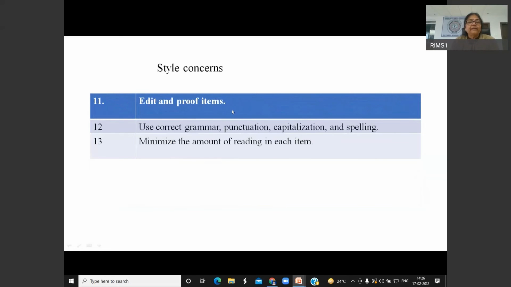Then edit and proof items. After writing an MCQ, we should edit it and do the proofing so that it is correct. There should not be any grammatical mistake, or any punctuation, capitalization, or spelling mistake. So it should be a rightly formatted, grammatically correct question so that a student can understand it very easily. Then minimize the amount of reading in each item. We should not make it such a long statement that it takes much time to understand the question and they are lost in understanding it.